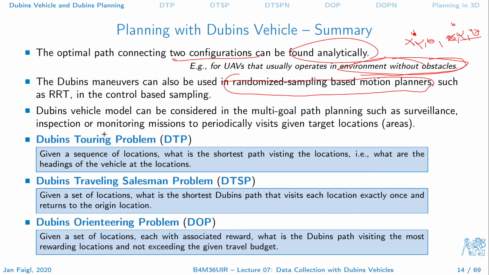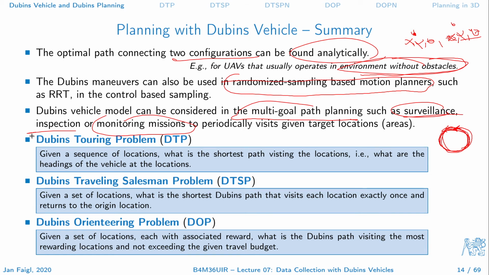So the Dubin's vehicle can be constructed in multi-goal path planning, such as surveillance, inspection, monitoring missions. So surveillance and monitoring is, you can imagine it that we can find the solution and we request to periodically visit these locations. And that's actually the reason why we are looking for the closed loop, and we will have additional constraint that the arrival angle is the same as leaving angle, because we like to circulate a couple of times unless we run out of battery.